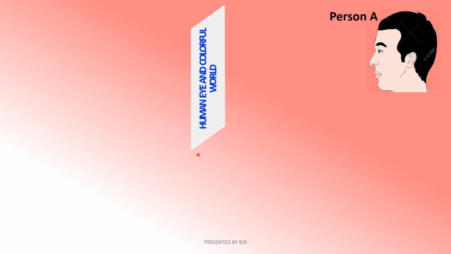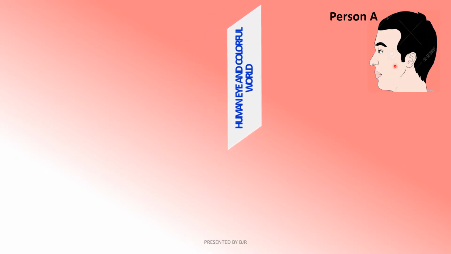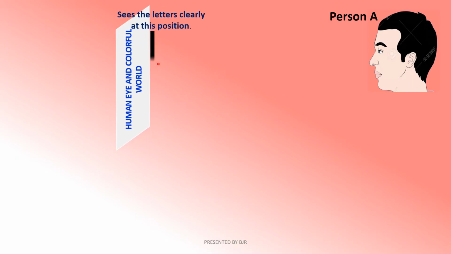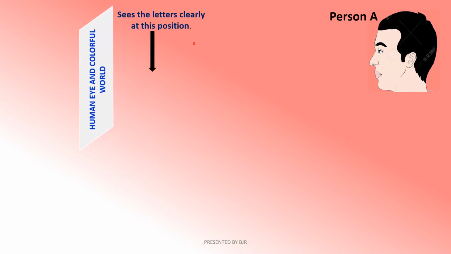See here. The text is becoming larger. See here. It is becoming blur with respect to this person. He cannot see the letters clearly. Now I am moving back. I will check where he sees the letters clearly. At which point? Yes. He sees the letters clearly at this position.